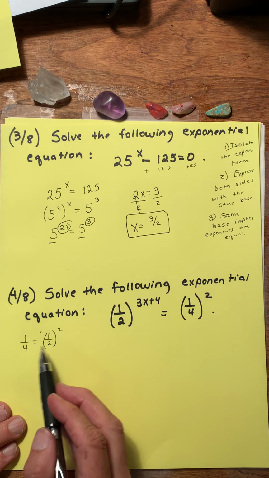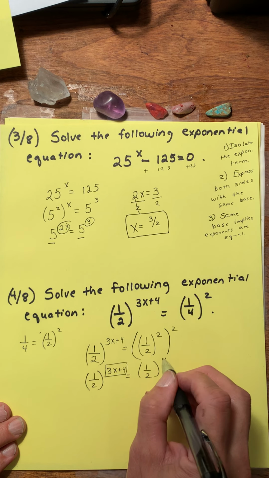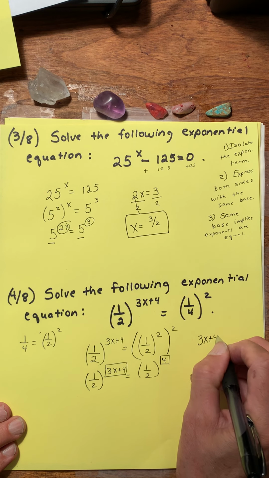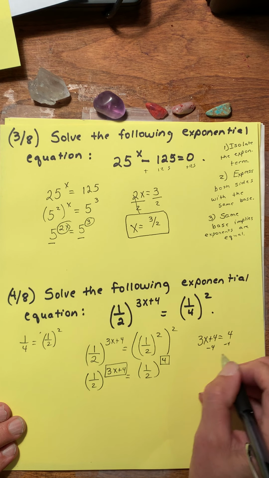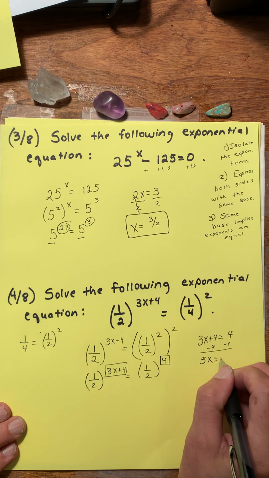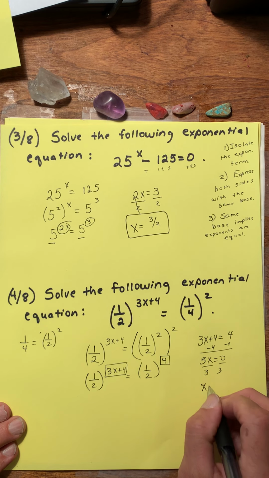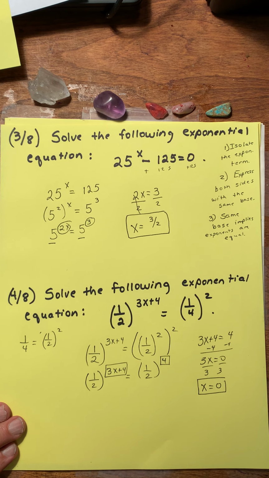So 1/2 to the 3x plus 4 equals 1/2 to the 4. Hey, I got the same base. That means my exponents must be equal. So 3x plus 4 must be equal to 4. Minus 4, minus 4. 3x is 0. Divide both sides by 3. x equals 0. Ain't not too bad at all, huh?